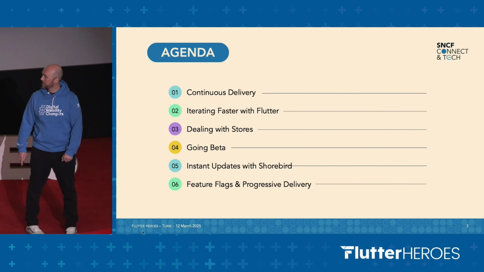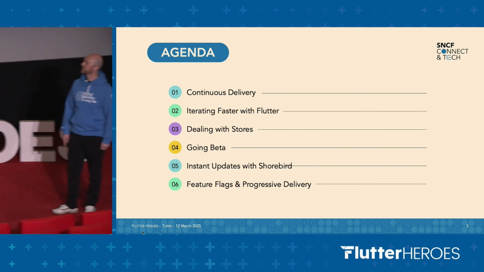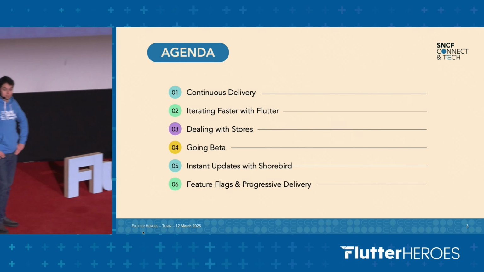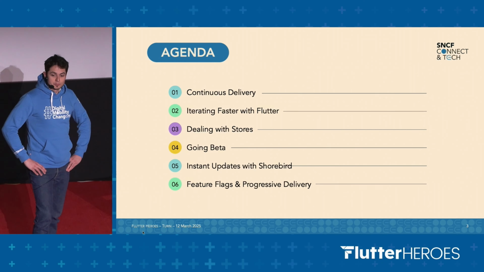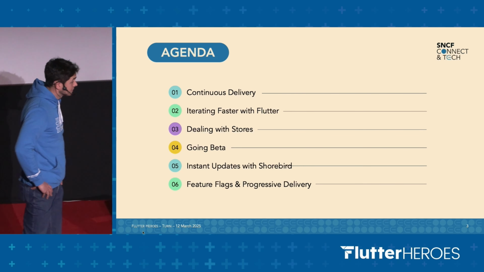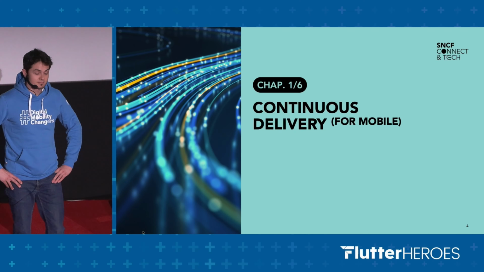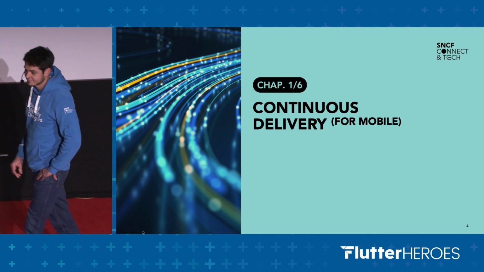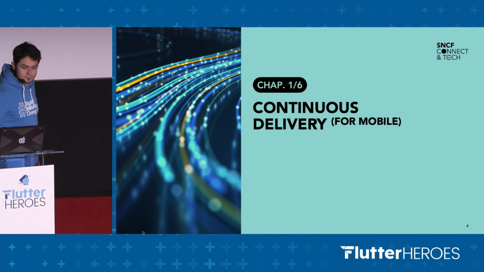What's the agenda, Adrien? Today we'll talk about continuous delivery, we will go through testing, we'll go through dealing with stores, going beta, and also using new tools called Shorebird, and finally we'll talk about feature flags. And let's start with our journey to continuous delivery. Yes. And for this journey, we start by going back in time.